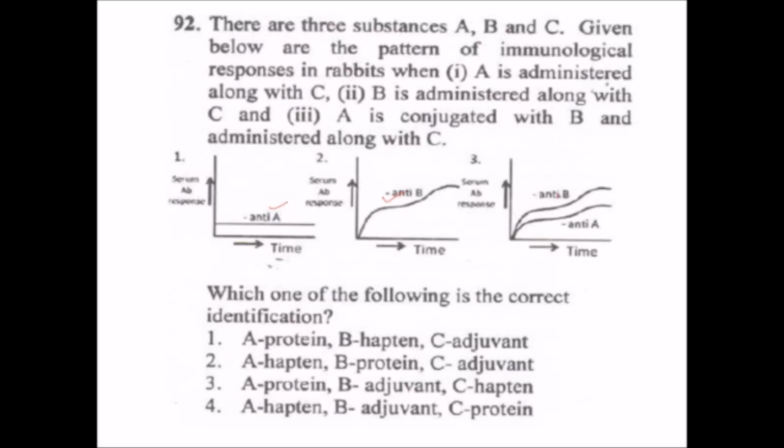And in number 3, here A is conjugated with B. It means the protein is conjugated with the hapten which has induced the antibody formation activity and administered along with C, which may be an adjuvant which has relatively increased the activity of its antibody formation. So as per this, C is adjuvant, B is the hapten and A is the protein. So the answer will be number 1.